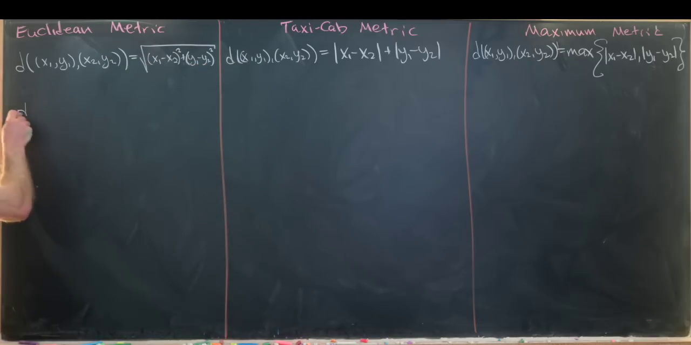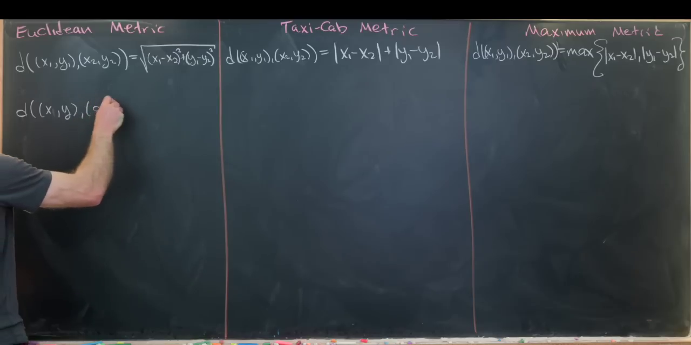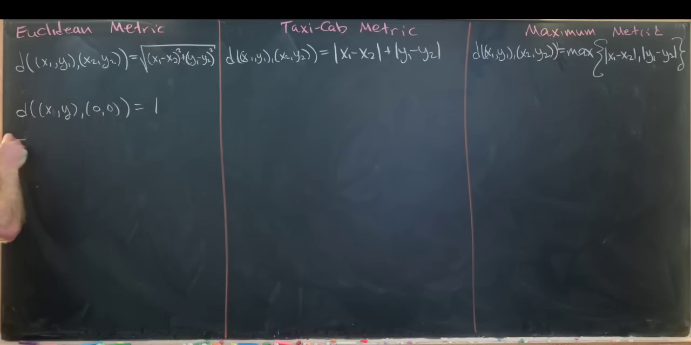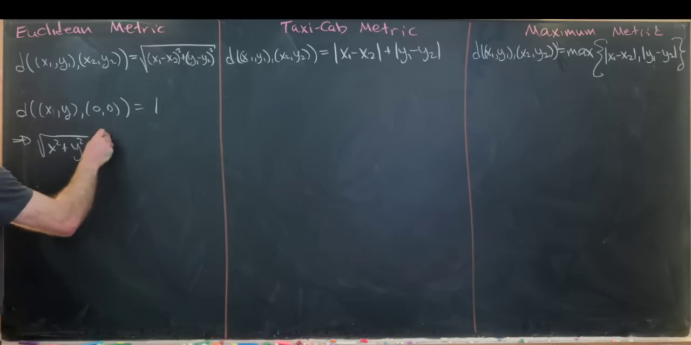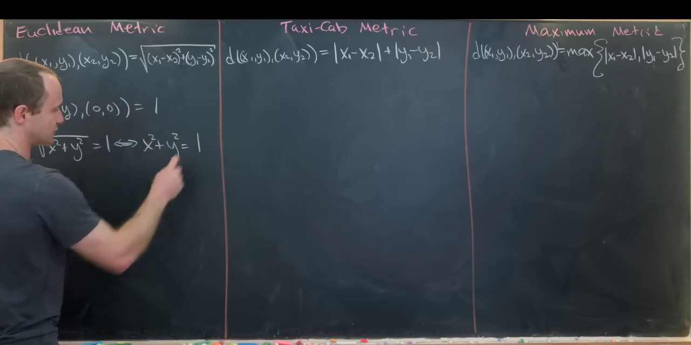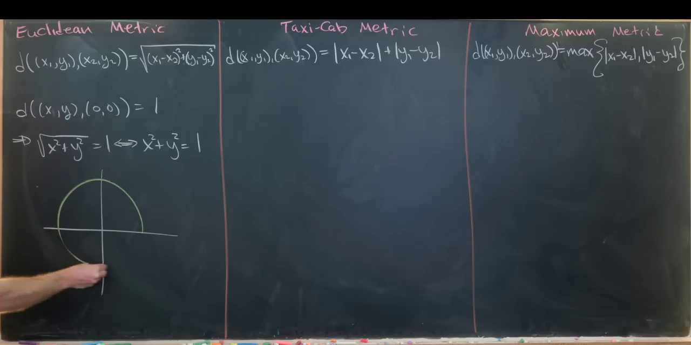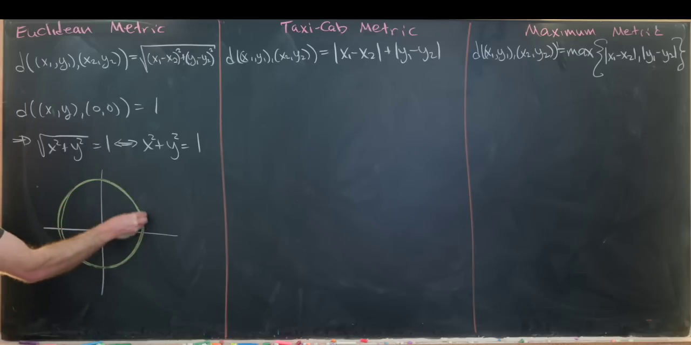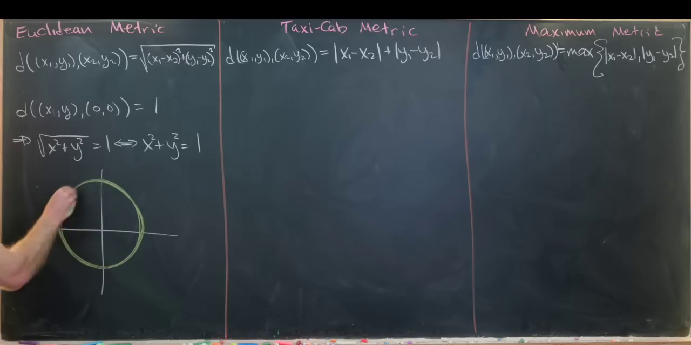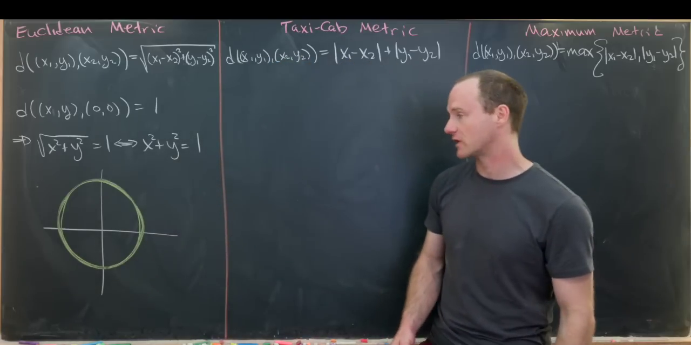So that means here we want to look at all points (x, y) that are distance 1 from the origin. But notice that that means that the square root of x squared plus y squared is equal to 1, but that's equivalent to saying that x squared plus y squared equals 1. But that's a well-known formula for a circle with radius 1 centered at the origin, which makes sense because we're trying to get a unit circle here. And this case should not be that interesting because this is the standard metric. This shouldn't give us anything that's wild or out of the ordinary.